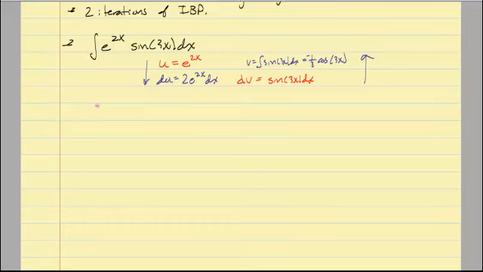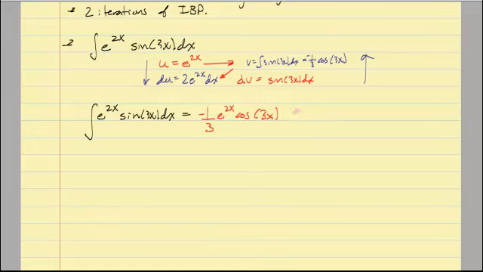So to come up with our solution here, we need this left-hand side. The integral of e to the 2x sine of 3x dx is going to be equal to uv minus integral of v du. So let's go ahead and write it down. Negative 1/3 e to the 2x cosine of 3x, that's our uv, minus the integral of v du. The integral here is going to be a negative 2/3. The 1/3 is from here, the 2 is from down here, e to the 2x cosine of 3x dx. So uv minus integral v du.